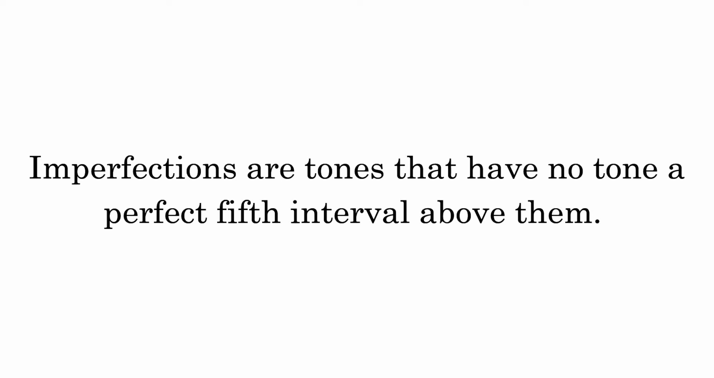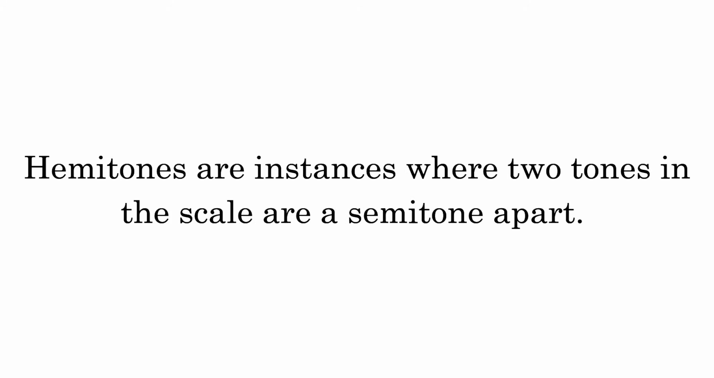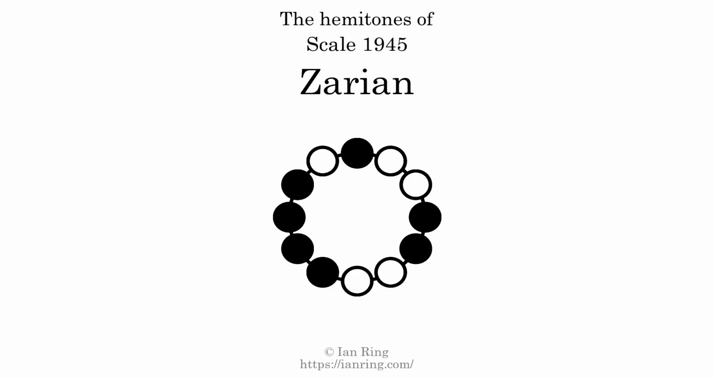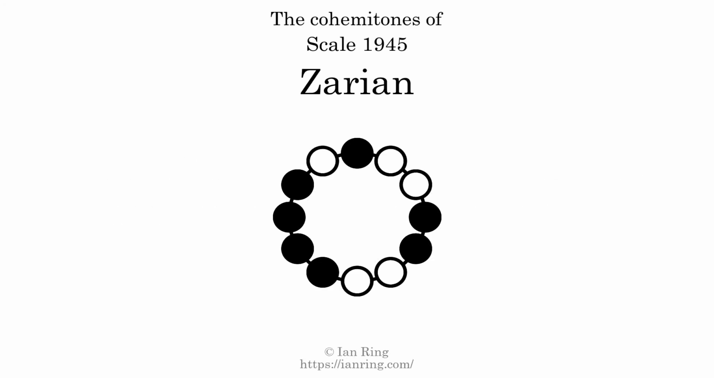Imperfections are tones that have no tone a perfect fifth interval above them. This scale has 3 imperfections. They are at positions here, here, and here. Hemitones are instances where 2 tones in the scale are a semitone apart. This scale has 4 hemitones. They are at positions here, here, here, and here. Cohemitones are instances where 2 hemitones are beside each other. This scale has 2 cohemitones. They are at positions here, and here.